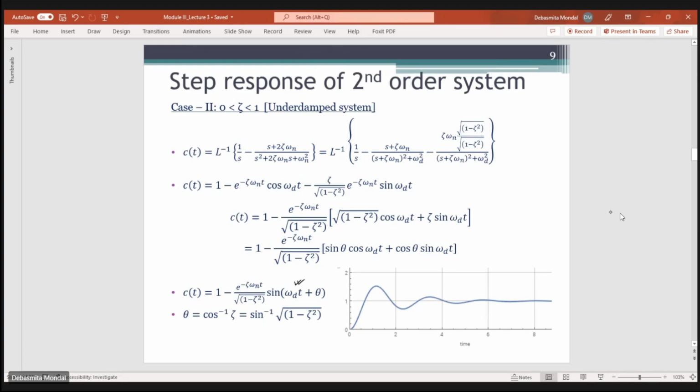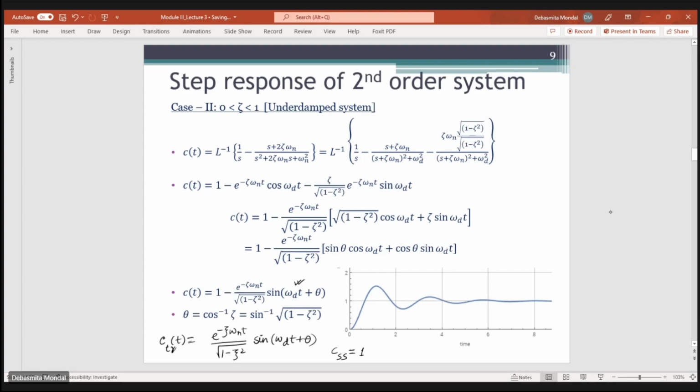Now if you want to see the transient part of this overall time response, the transient part, t_r of t, will be equal to the term related to this negative exponential, because this is the term which is going to 0 at t equals infinity. So e to the power minus zeta omega n t by square root of 1 minus zeta square, sine omega d t plus theta. So this is the transient part of my response, and the steady state part of the response is when this is equal to 0. So the steady state value will be equal to 1.